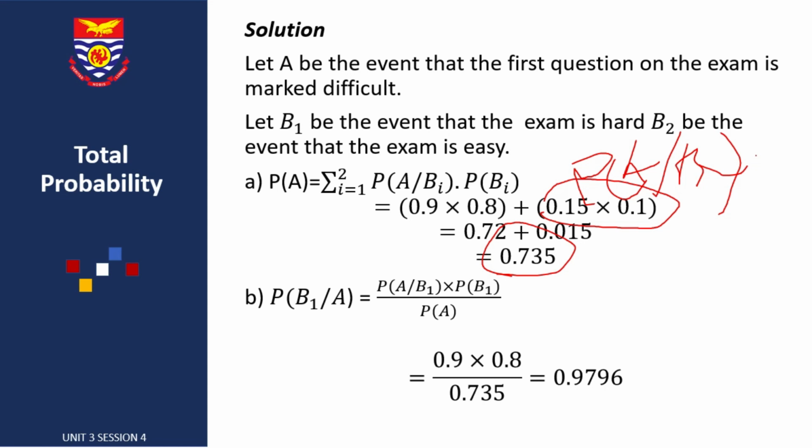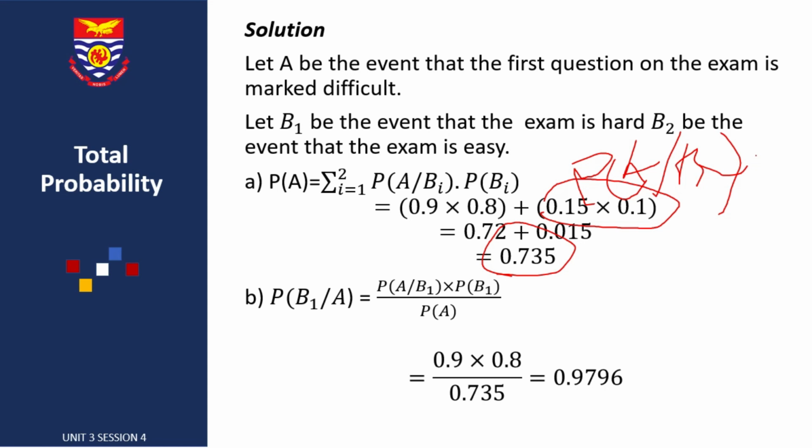Did you get it? Yes, because from the preamble, we're told that the probability that the first question on the examination will be marked as difficult is 0.9 if the exam is hard, and 0.15 otherwise. Otherwise means that it is not hard, then that will be 0.15. And if the exam is not hard, then that will be 0.1 times 0.15. That's why you have 0.15 times 0.1, because the 0.9 and the 0.1 are mutually exclusive. If it's not hard, then it's easy.